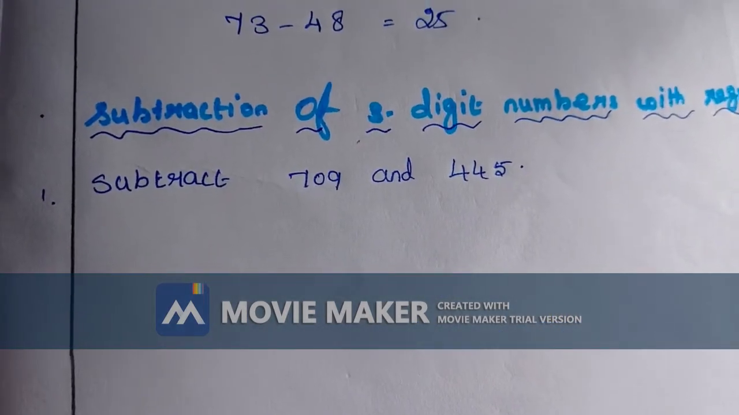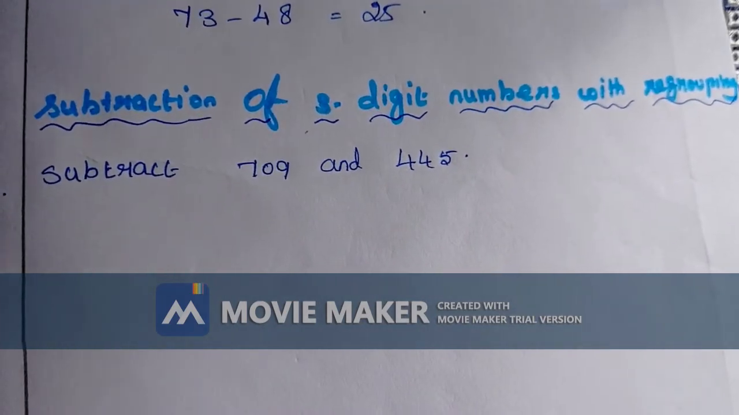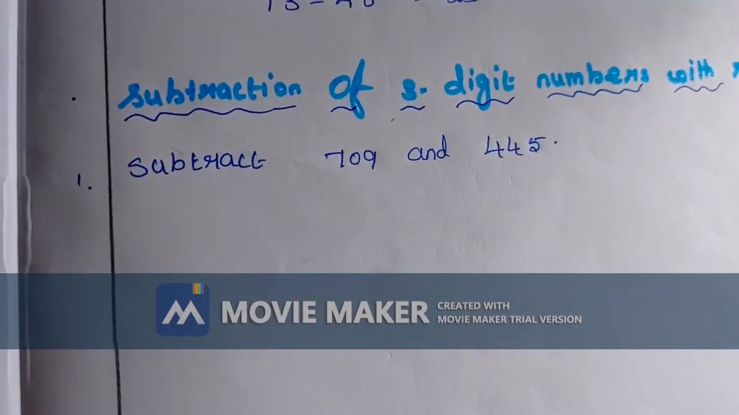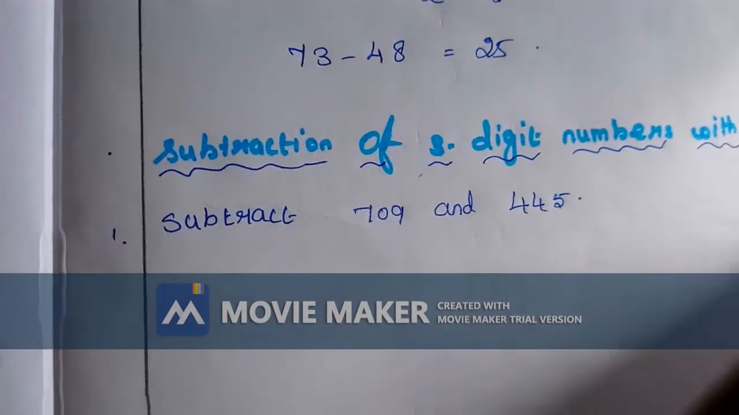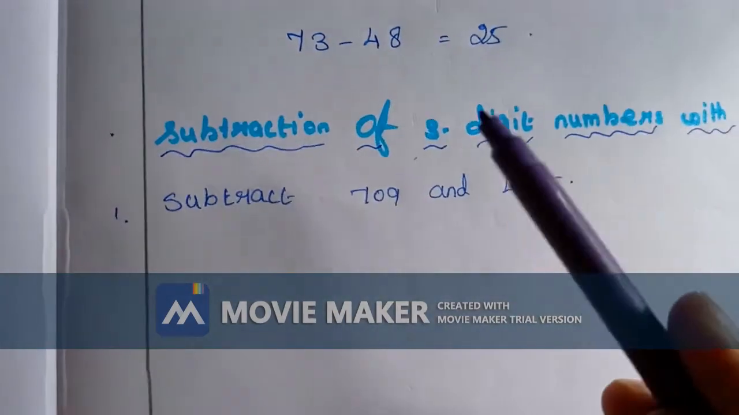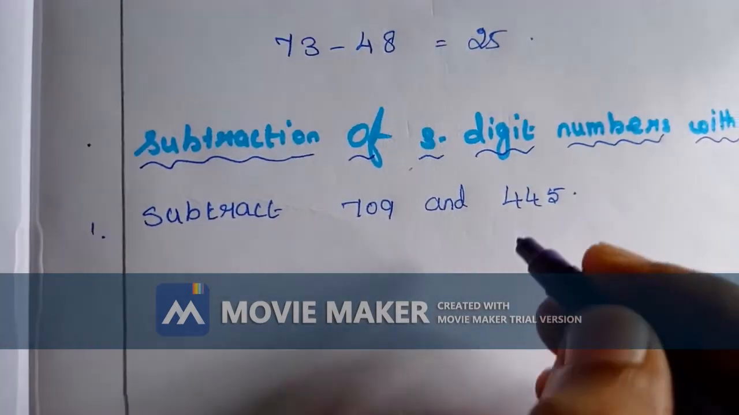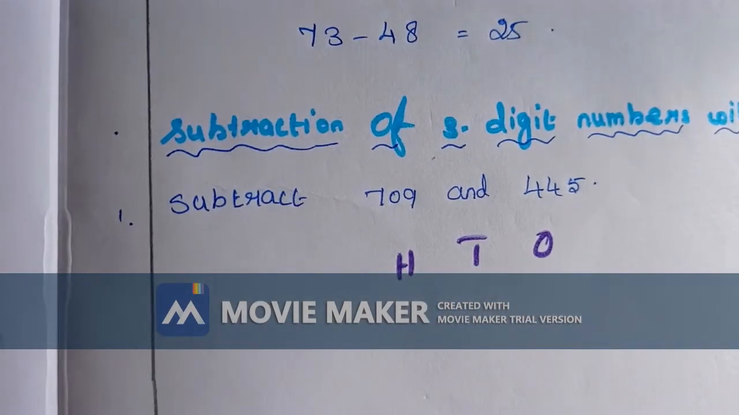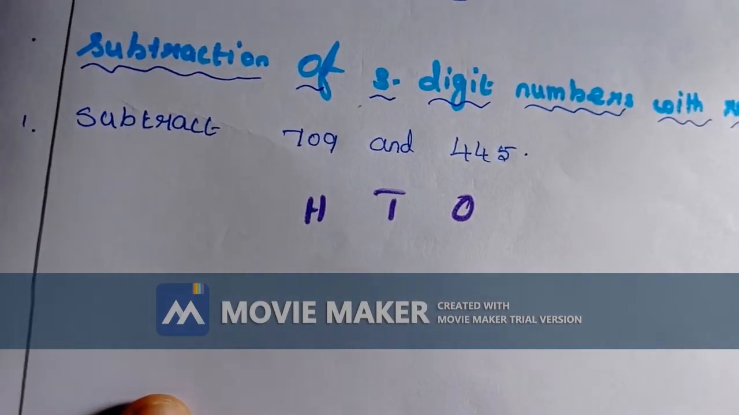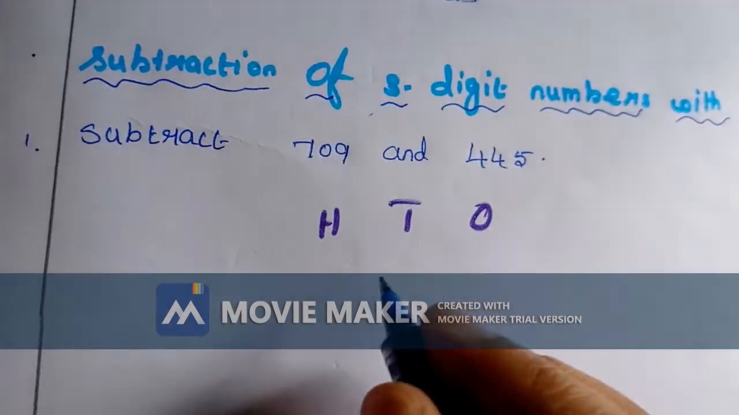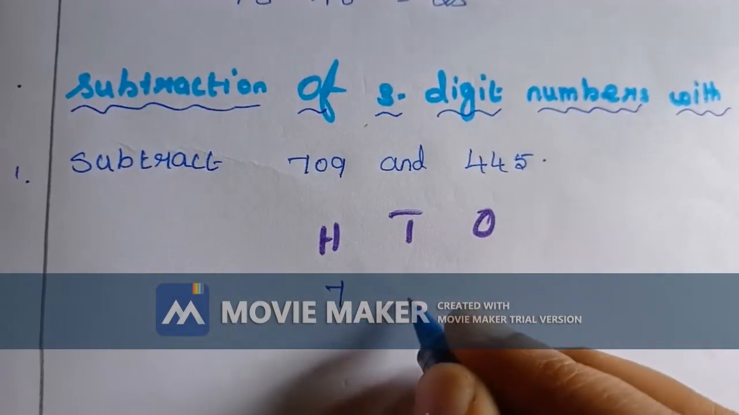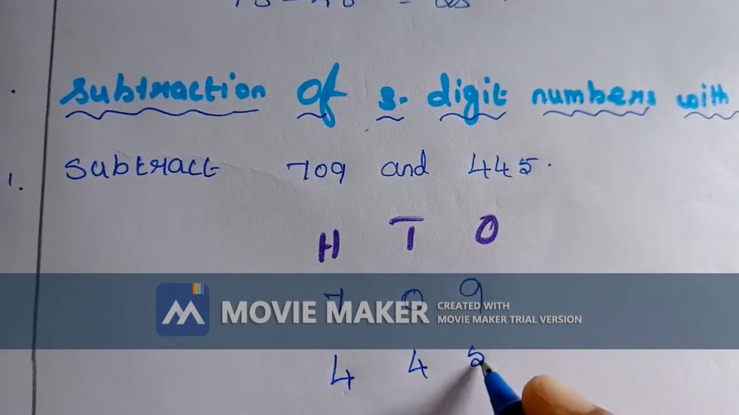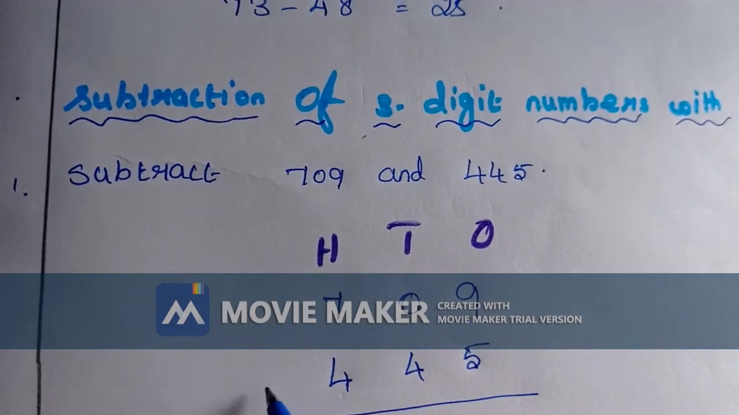Children, the next topic is subtraction of 3-digit numbers with regrouping. The first question is subtract 709 and 445. These two are 3-digit numbers. The 3-digit numbers have 3 values, they are ones, tens and hundreds. Now write the bigger number first. The bigger number is 709 and the smaller number is 445. Now we have to subtract these two numbers.